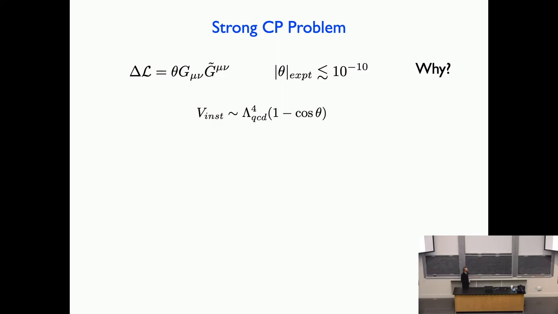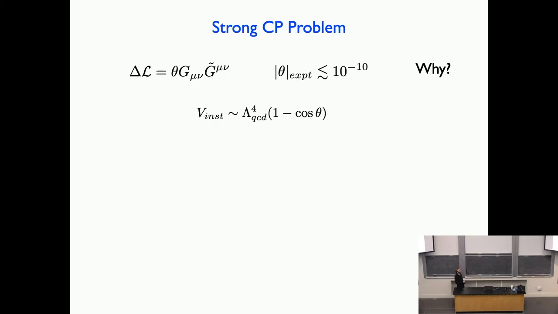But we haven't seen this term in any experiment, and so its coefficient theta is constrained to be very small, something like 10 to the minus 10 or so. And that's called the strong CP problem. This term is also unique in the standard model. All other parameters of the standard model have been detected in the regime where we could plausibly have detected them. The only ones that are still difficult to detect, if you like, are some parameters in the neutrino sector. But they're almost certainly there, I would say. But this one could have easily shown up, and it has not.